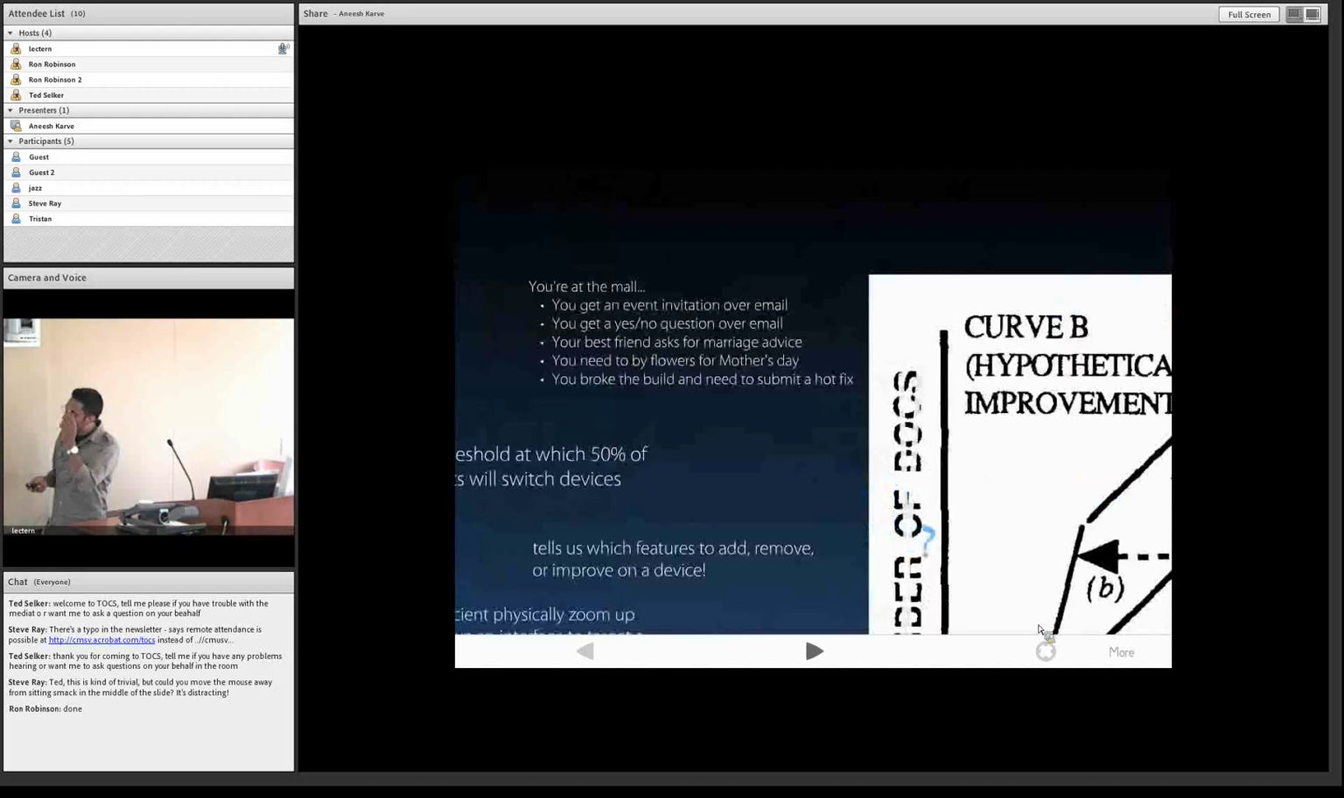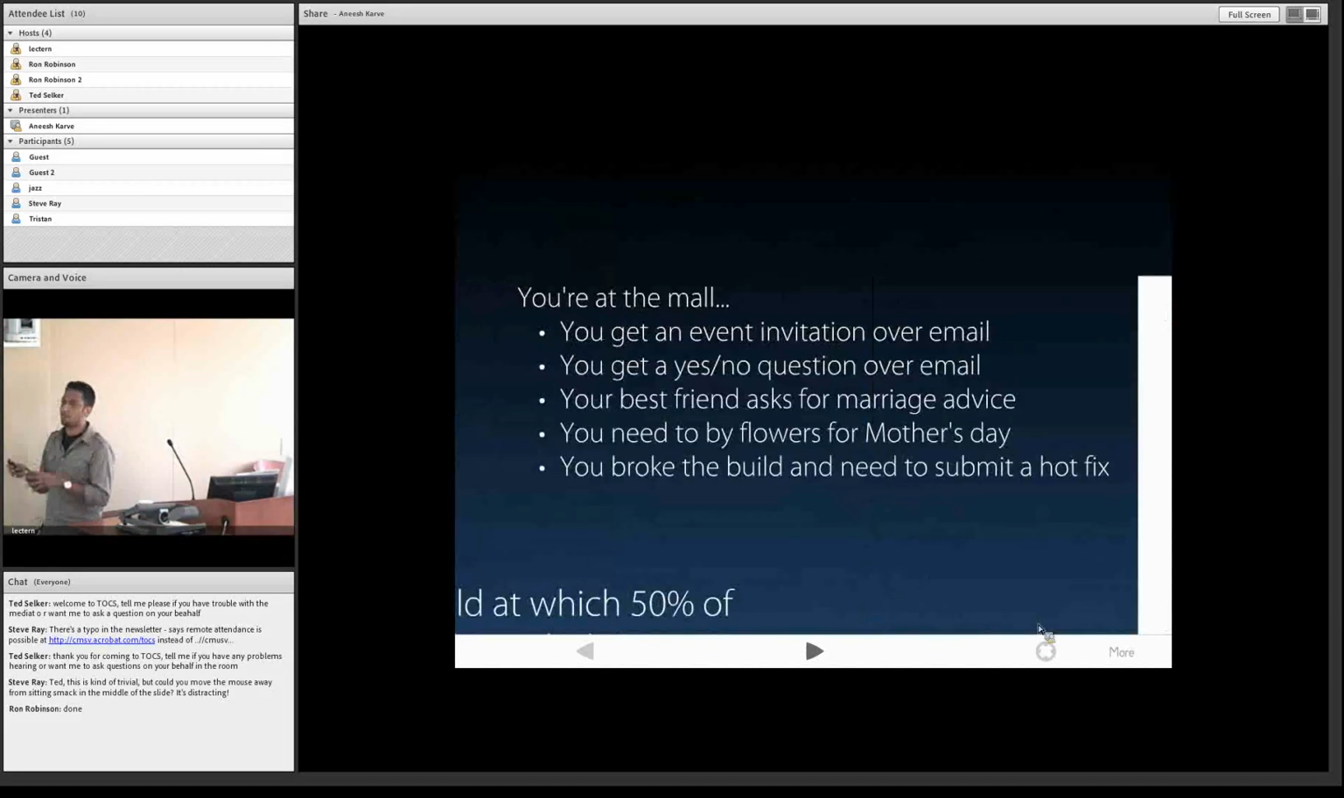I want you to think about this hierarchy of devices in terms of a couple different scenarios. So run this thought experiment in your mind. You're at the mall, and you get an event invitation over email. Can you do it on your iPhone? Probably. You get a yes/no question over email. Can you do it on your iPhone? Probably. Your best friend asks for marriage advice.